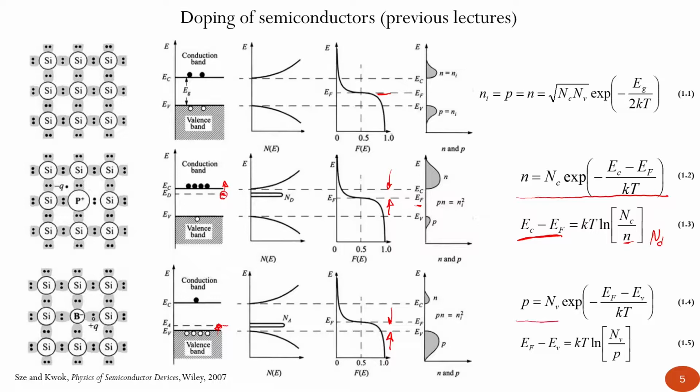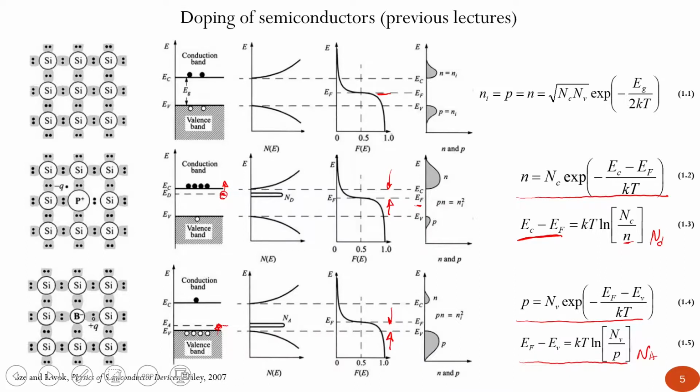So here are the equations for the concentration of holes under equilibrium condition, and also the depth of the Fermi energy location in a P-type semiconductor. Assuming that all acceptor centers are ionized, we can use here instead of p, Na, which is the total concentration of acceptors.